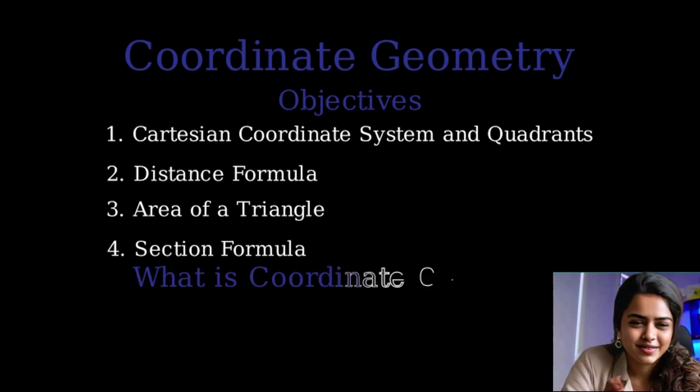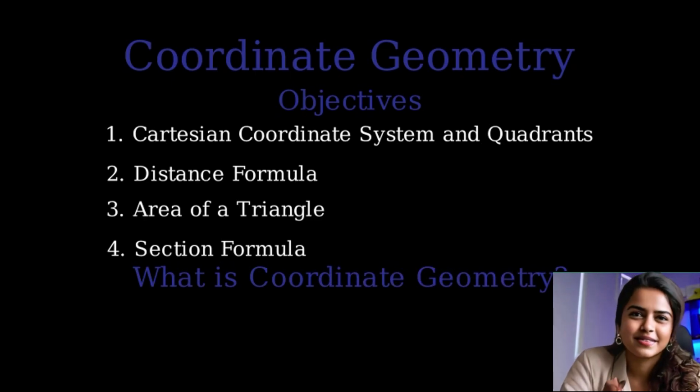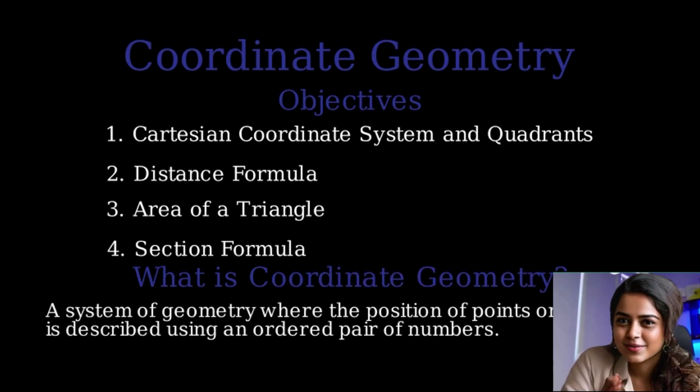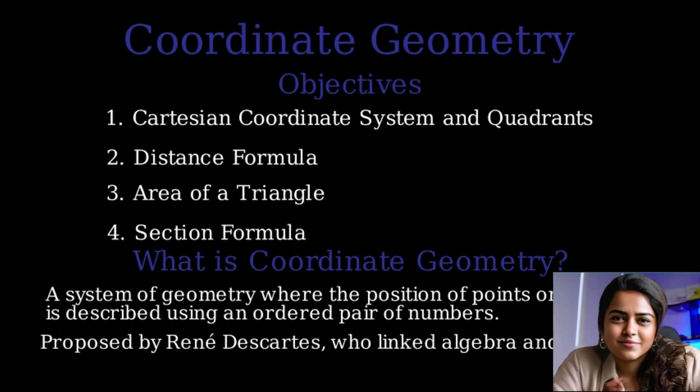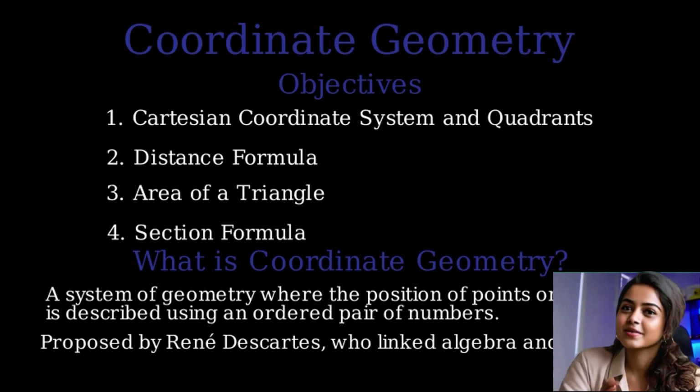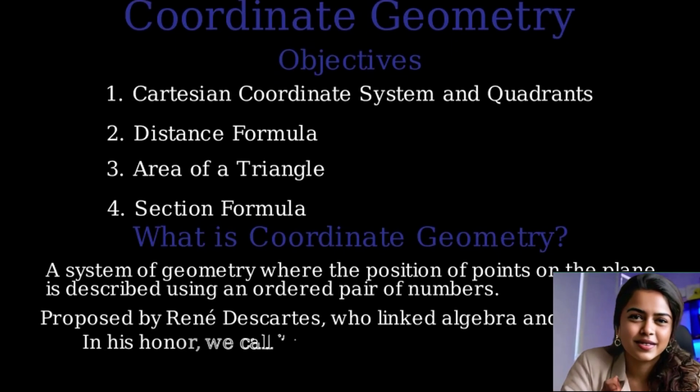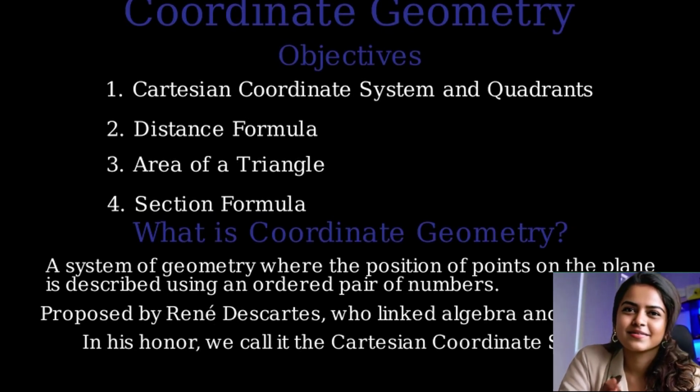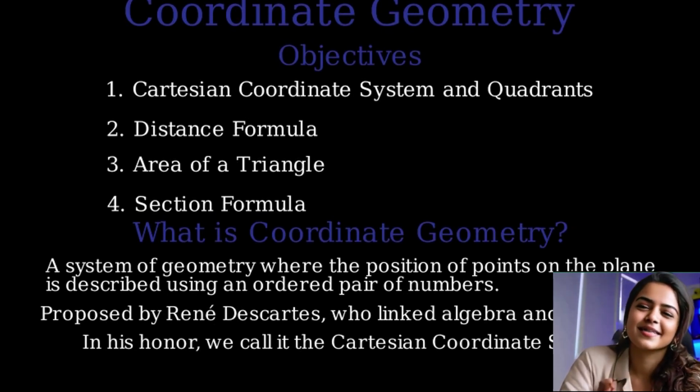But first, what exactly is coordinate geometry? It's a system of geometry where the position of points on a plane is described using an ordered pair of numbers. These ordered pairs are called coordinates. This method was proposed by the French mathematician René Descartes. He was the first to link algebra and geometry by showing that curves and lines could be described by equations using this technique. In honor of his work, the coordinates of a point are often referred to as Cartesian coordinates, and the coordinate plane as the Cartesian coordinate plane.